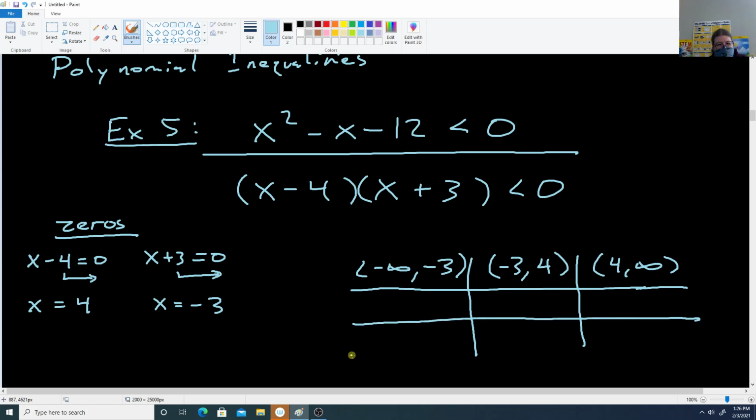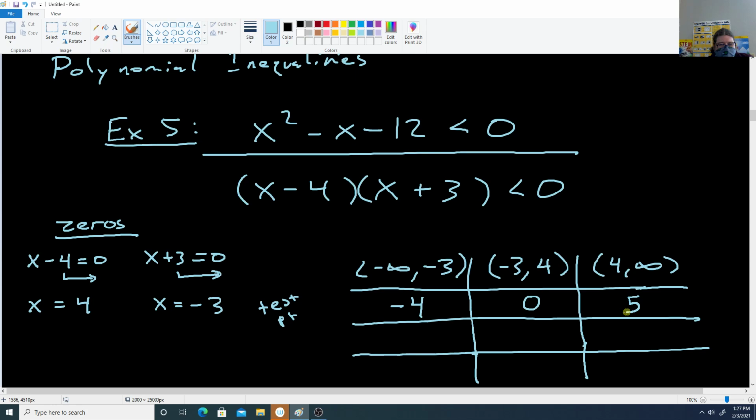In these charts, we're going to create a couple of different blocks. We're going to choose something called test points. These are easy to work with numbers that are inside each of those intervals. So I need a number between negative infinity and negative 3 that's easy to work with, so I'll choose negative 4. I need a number between negative 3 and 4 that's easy to work with, so we'll go with 0. And I need a number bigger than 4, so between 4 and infinity, we'll choose 5.